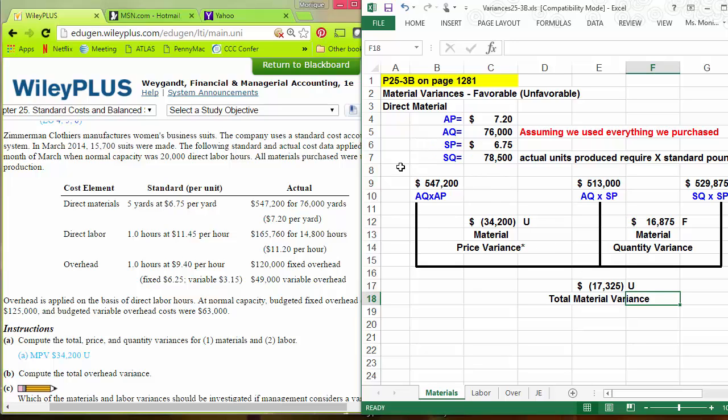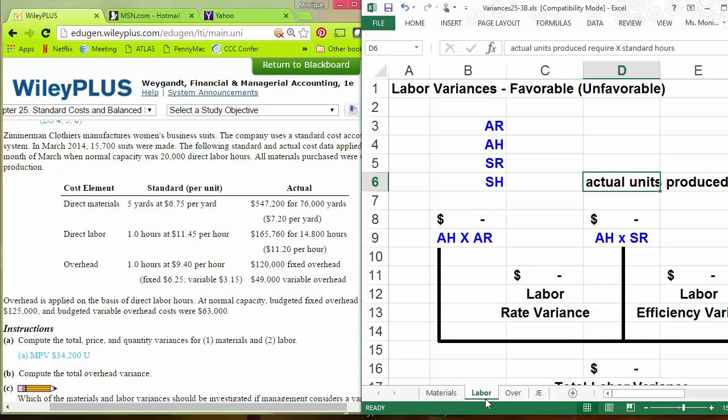Or you can take the difference between your actual quantity times AP minus your standard quantity times SP. So that basically concludes how you calculate the 3 variances for materials. And of course, as I said in class, you are welcome to use the formulas that are provided in your textbook if you do not want to use a matrix approach. So our next one is labor.